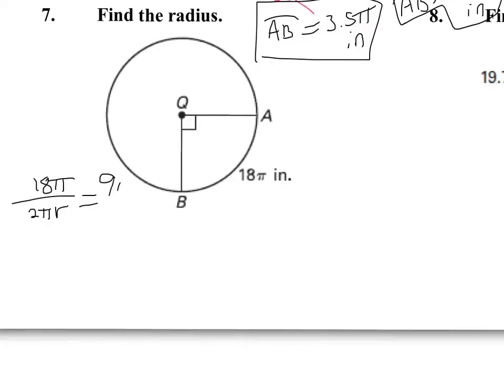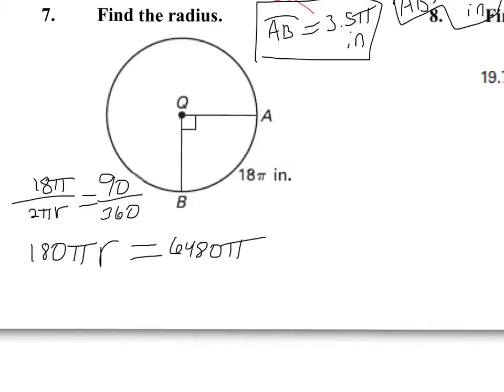We do know this is 90 degrees out of 360. Again, we're going to try to not round with this until the very end. So on one side, I can do 2 pi r times 90, but I'm only going to multiply the 2 and the 90. Those are the only numbers that I can actually multiply. So 2 times 90 is 180, and I'm just going to leave the pi and the r there. On the other side, 18 pi times 360, I can actually multiply 18 times 360. I get 6,480, but I'm just going to leave the pi on the end of that.